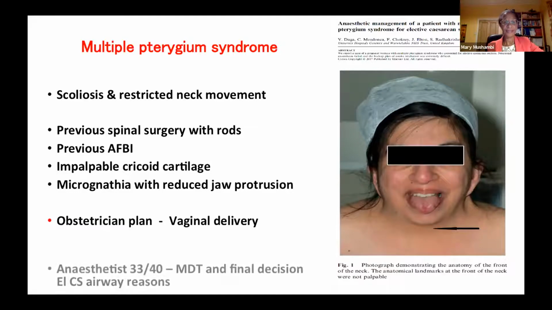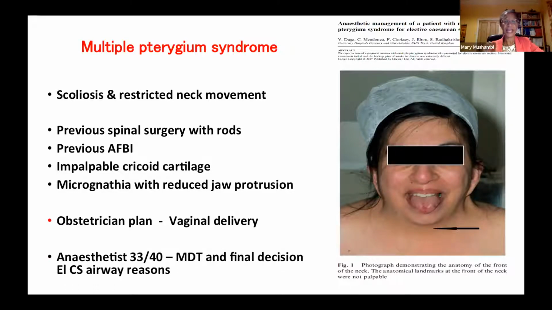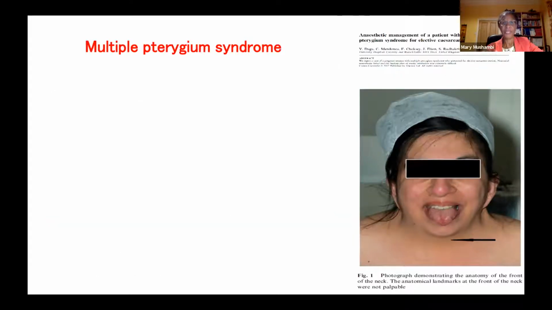Fortunately, anaesthetists heard about this on the grapevine, and at 33 weeks, when they heard about it, they asked for a multidisciplinary team discussion, where it was then decided they were going to go for an elective cesarean section for airway reasons. Now, I want to share with you what happened on the day. This is an elective cesarean section. Firstly, I want to point out the authors of this paper. I know the authors very well. They are all experienced anaesthetists and experienced airway anaesthetists, obstetric anaesthetists.